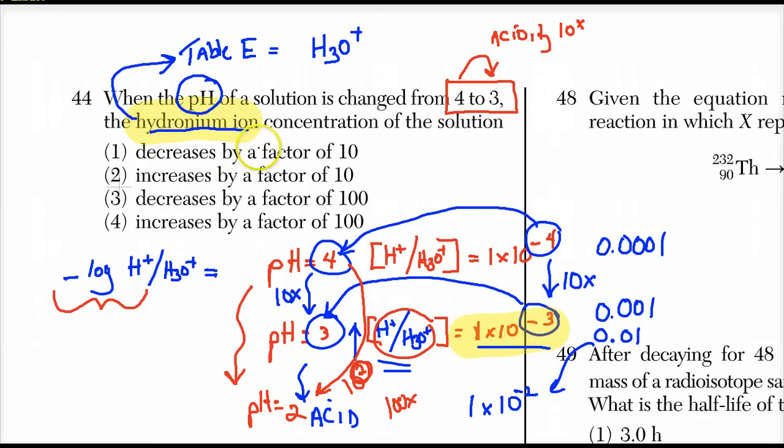So you would say that the hydronium ion concentration, which is due to water holding onto protons because of acids, increases by a factor of 10. It would increase by a factor of 100 if the pH went from 4 to 2. Okay? That would be 100, because that means a 10 to the what? 2. Remember, these pH changes are exponents. 44 is choice 2.